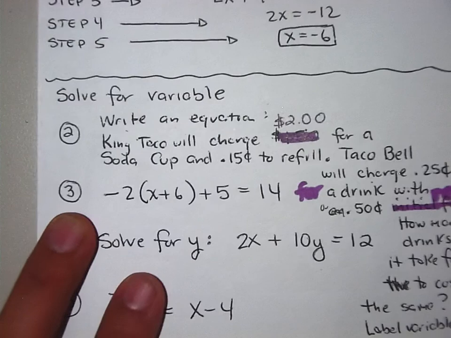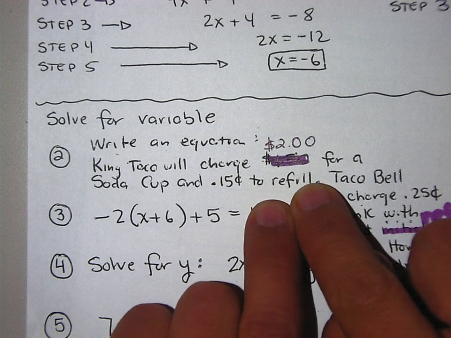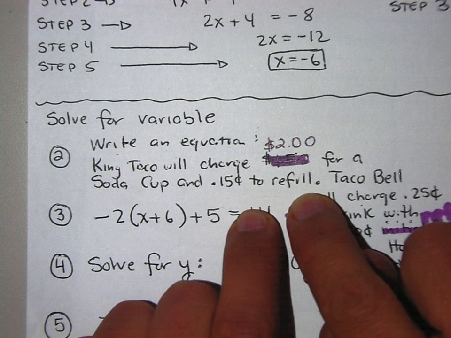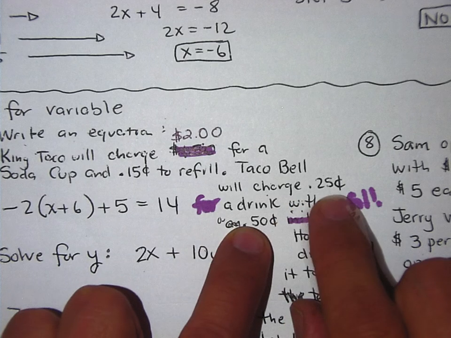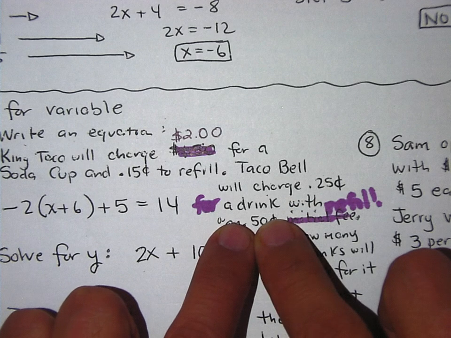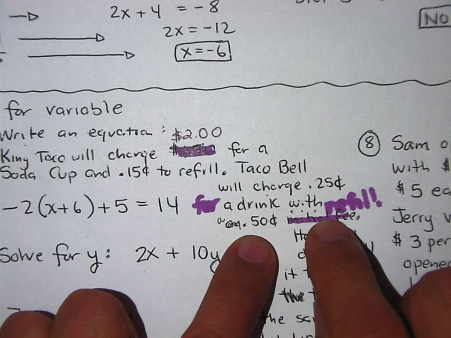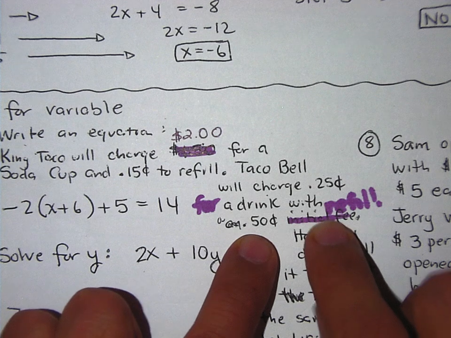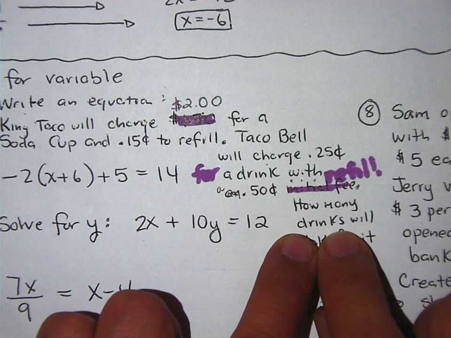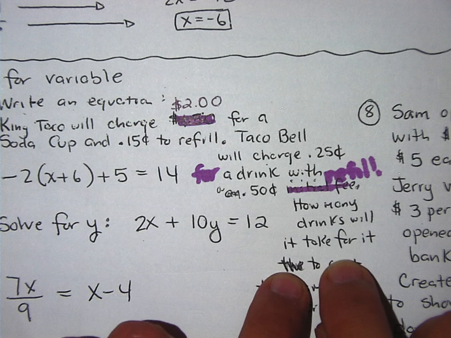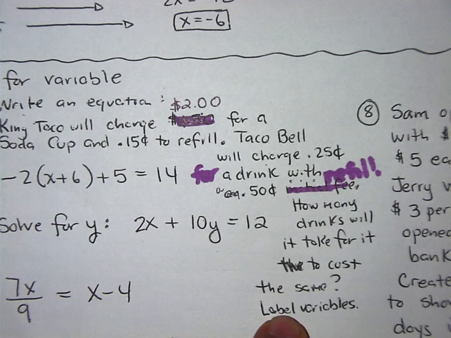All right, so class, on this one, I made a little mistake. We're going to change it. King Taco will charge $2 for a drink. But if you want a refill, they're going to charge you 15 cents. Taco Bell will charge you 25 cents for a drink, but at the same time, they're going to charge you 50 cents to refill. Yeah, but there are 2 different restaurants. So the question is, how many refills will it take for it to cost the same at both places?